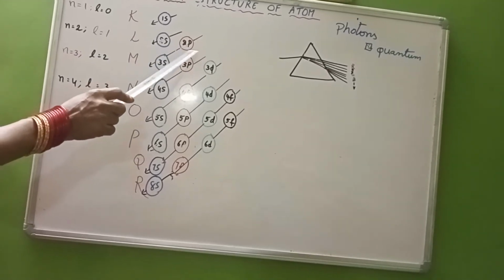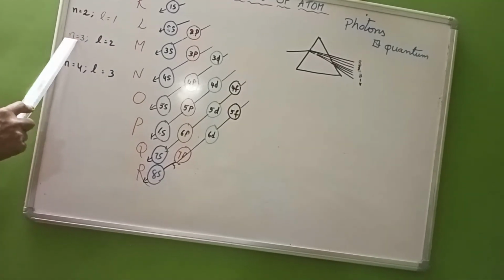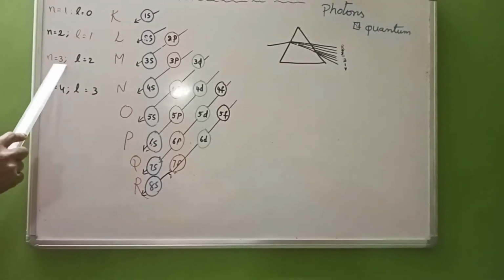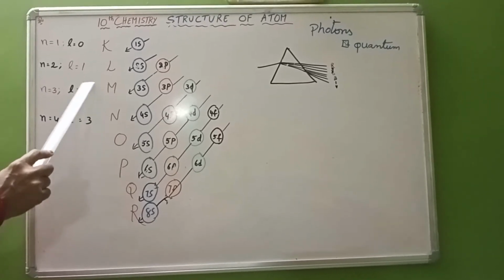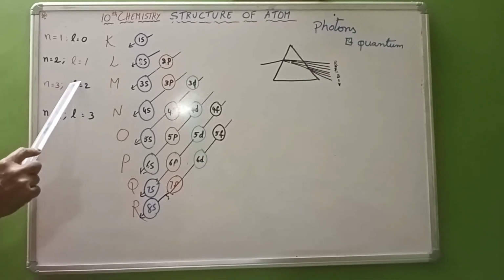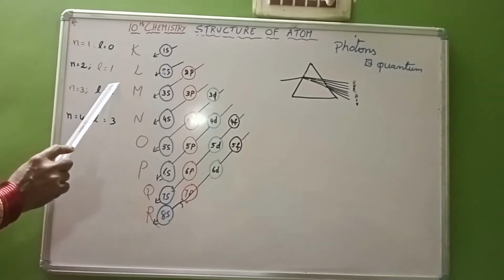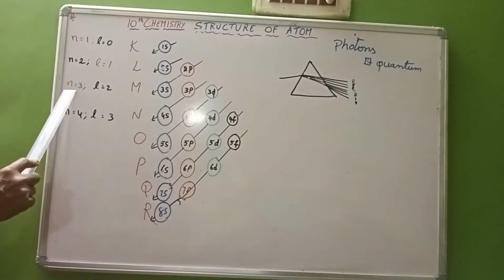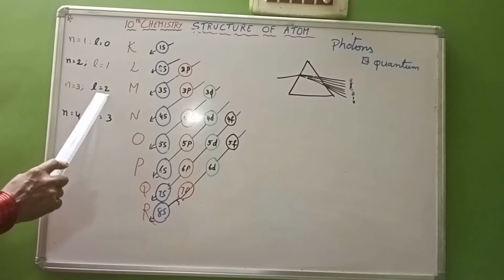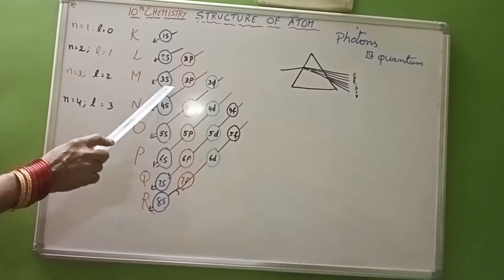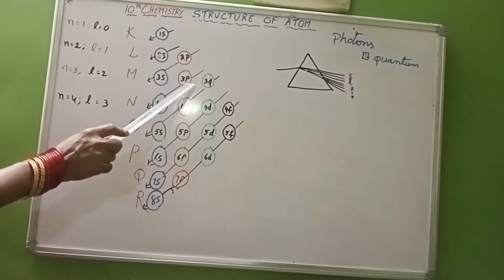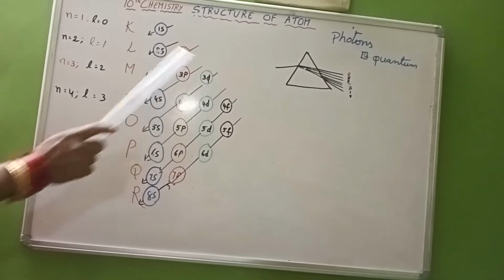When the n value, the principal quantum number, is 3, the l value is 2. Whenever we get the azimuthal quantum number, the formula is n minus 1. If n value is 3, minus 1 means the azimuthal quantum number is 2. So it has the M shell, and it has the s orbital, p orbital and d orbital.